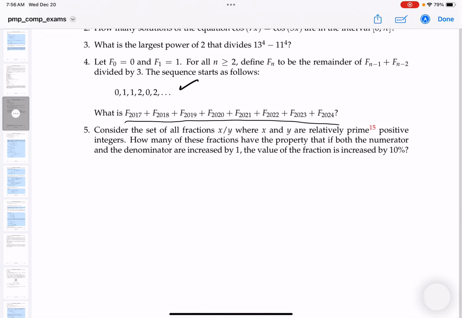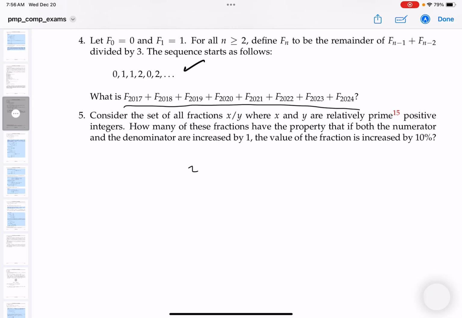All right, let's write this down and see if I can figure out what they said. So x over y. And again, x and y are integers and are relatively prime, to reduce to lowest form. It says over here they're positive integers too. How many of these fractions have the property that if both the numerator and the denominator were increased by 1, the value of the fraction, x over y, would be increased by 10%?